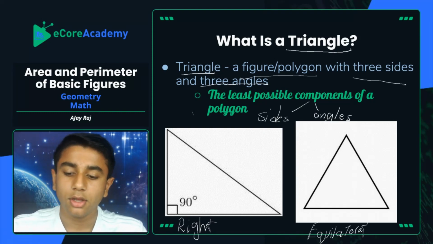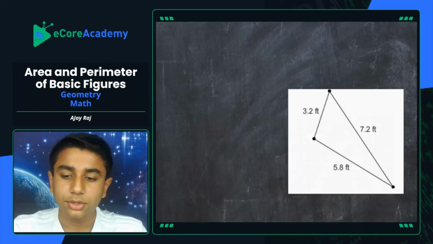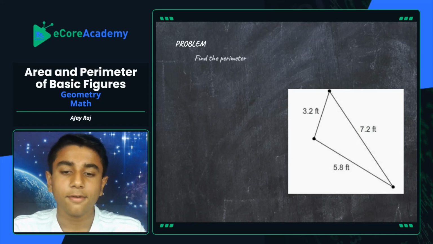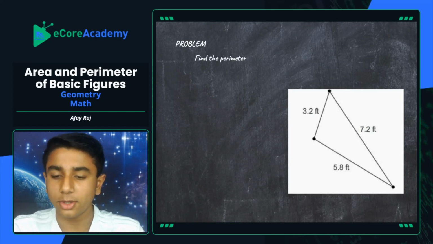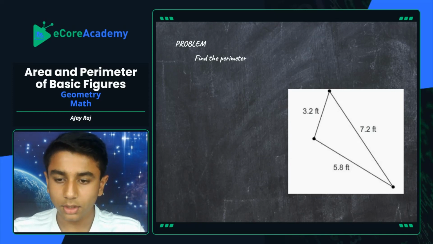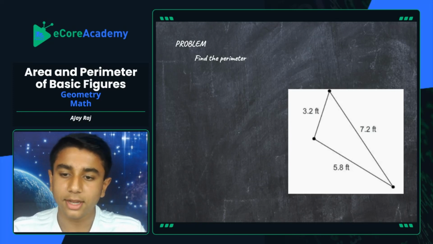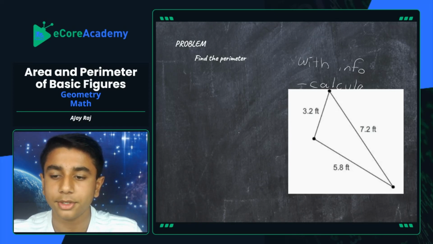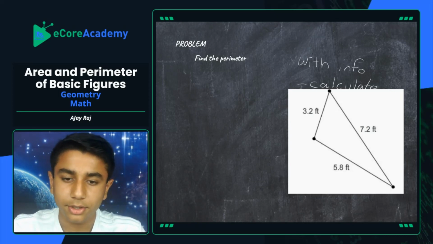Equilateral. Okay, let's move on to discovering what perimeter and area of a triangle is. So this is our first problem here. We're given a triangle. Like I said before, this is all about triangle problems. And the problem that we're going to discover is trying to find the perimeter for this triangle. Now we're given that the side lengths are 3.2, 5.8, and 7.2. Now with this info, we're going to calculate, and we're going to use our perimeter formula that I'm going to state here. So find the perimeter, and that's the problem.